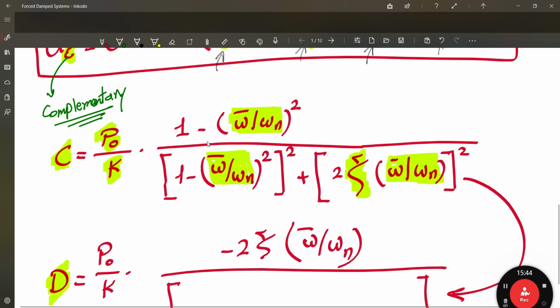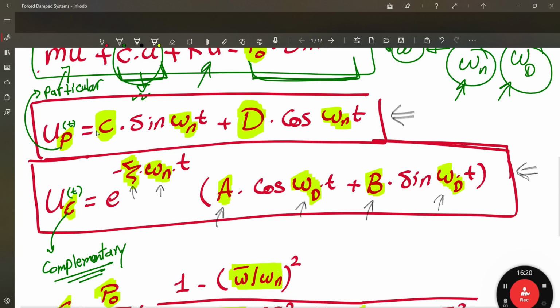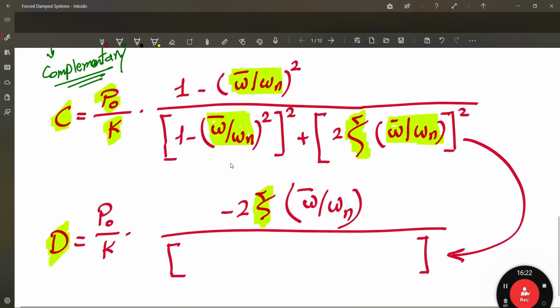So there are four main parameters. The first one is P node over K, or P node and K, and the other ones are the ratio omega bar over omega n and the damping ratio controlling C. And for D, you're going to find in a similar fashion P node over K and the same fraction, but in the numerator it's a little bit different. It is going to be minus 2 times psi times omega bar over omega n. Okay, so this is C and D that we are going to put in our equation here.